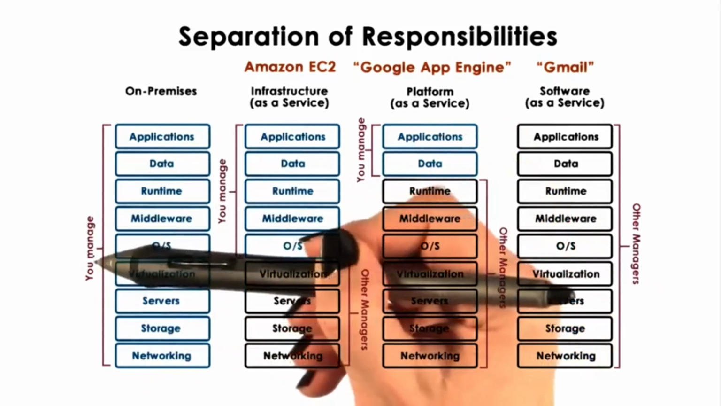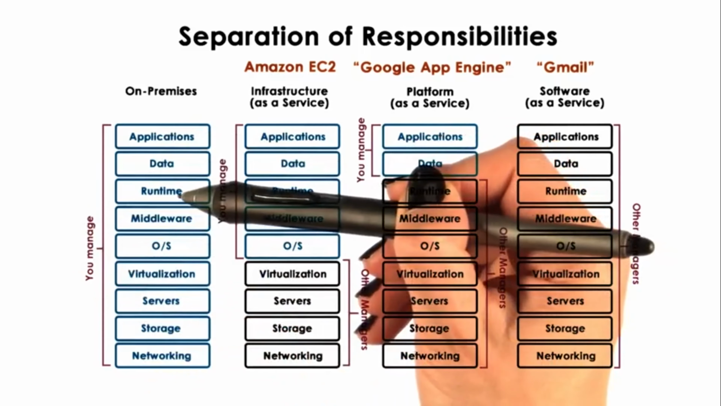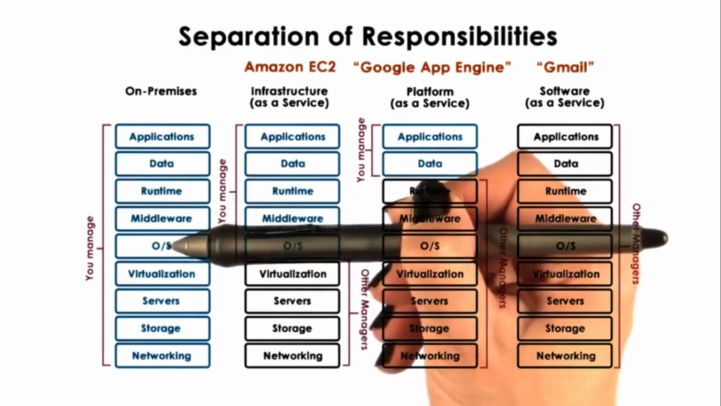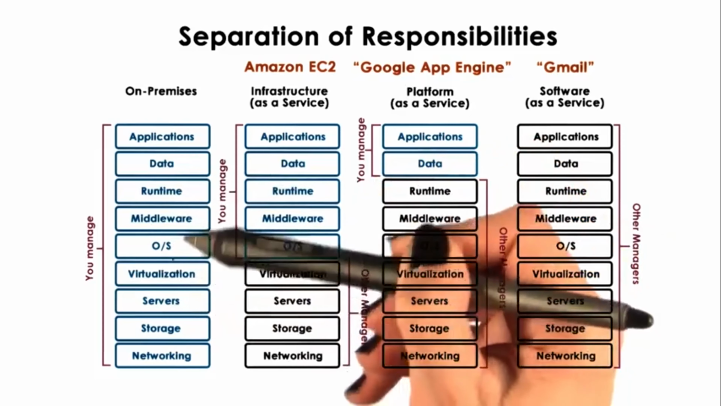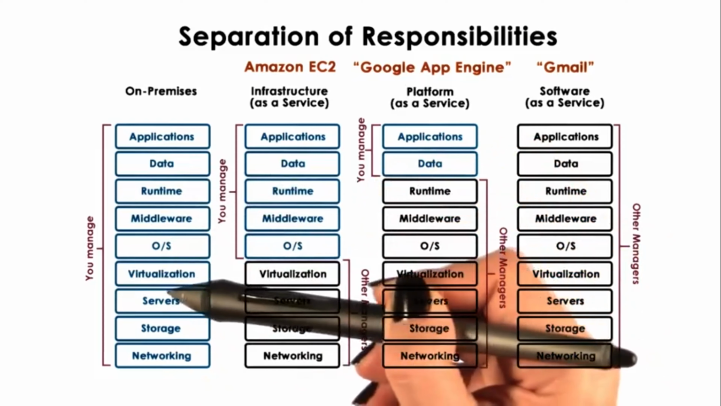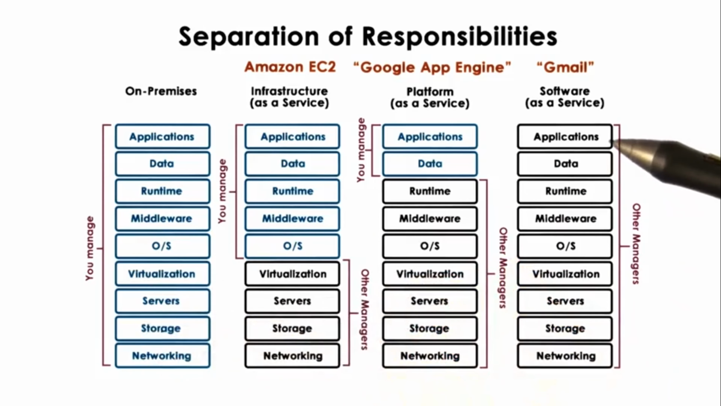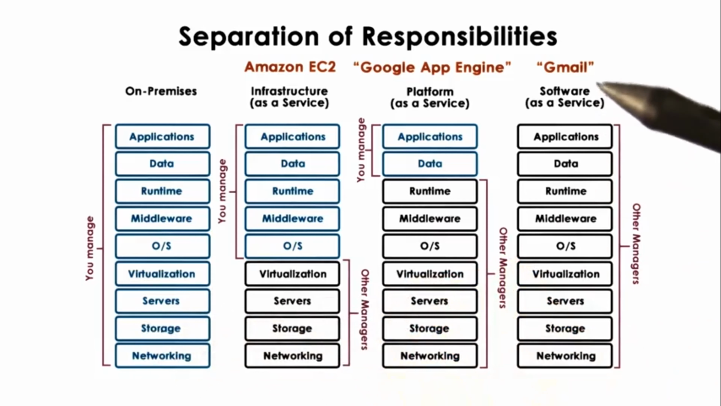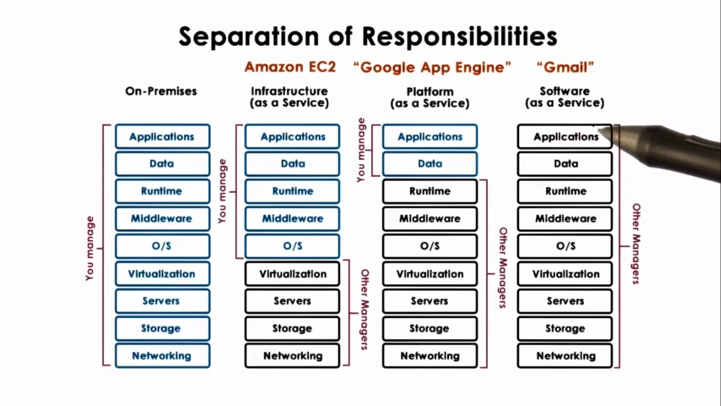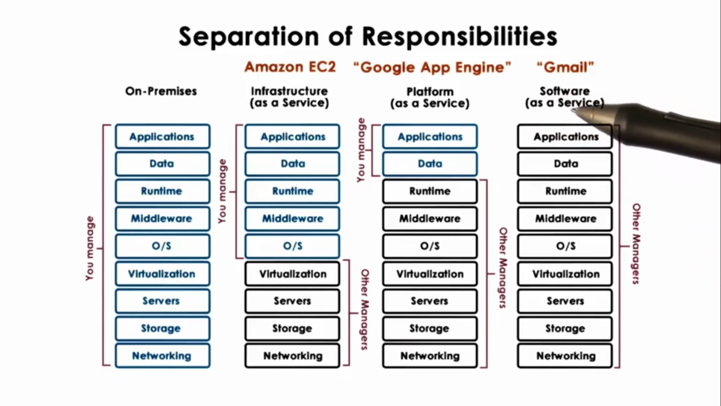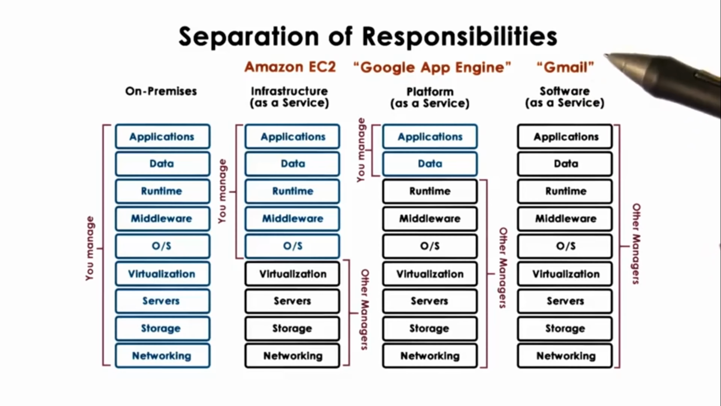You manage them personally: the application, the data, the runtime, middleware, OS, so different components of the software stack, including the virtualization technology, and then at the lower level, all of the components of the hardware stack. At the other extreme, you can use cloud computing services and directly leverage the fact that cloud computing can provide you with an application. This is a model called software as a service, and this resembles what Gmail offers you.